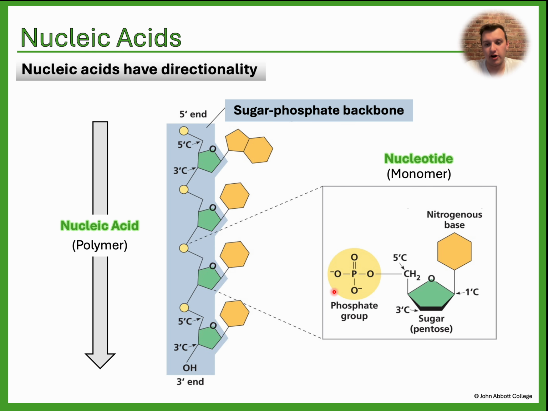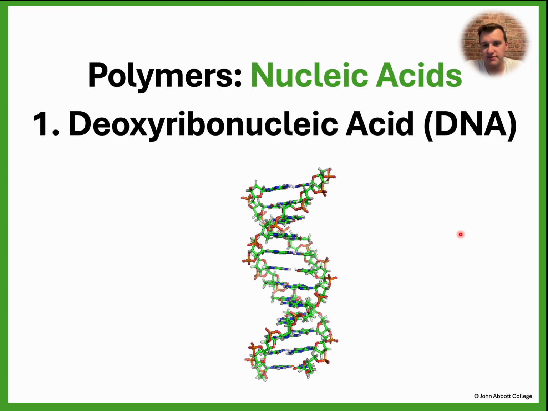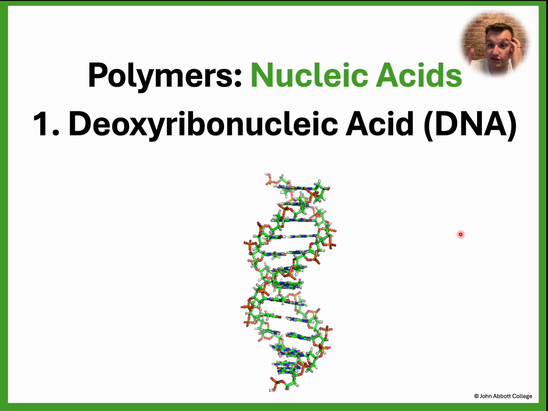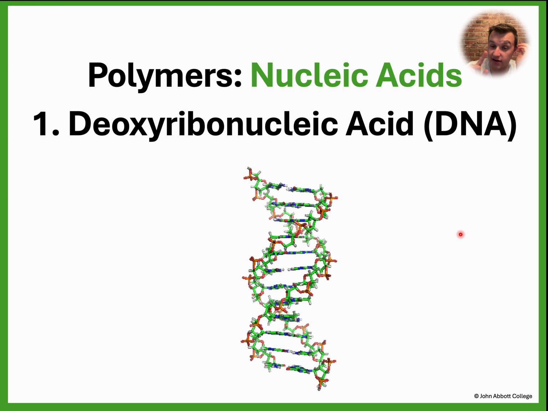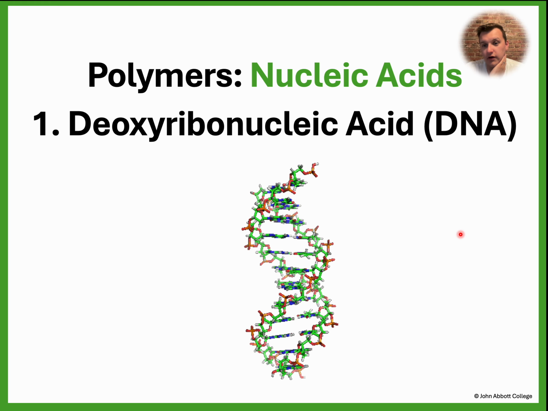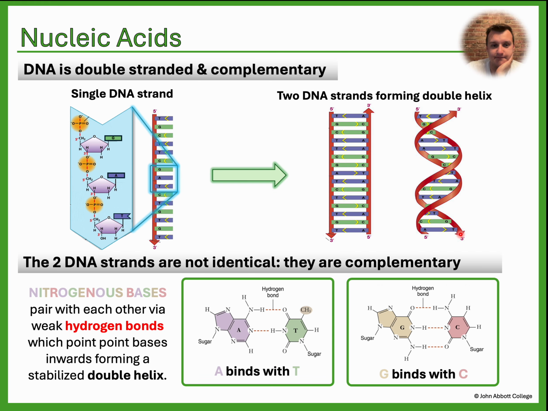I talked about the monomers, right? This was what was important about the monomers. There's a sugar, a phosphate, and a nitrogenous base. Now we need to talk about the polymers, the nucleic acids. The first one to look at is deoxyribonucleic acid, DNA. Then we'll look at RNA, then ATP.